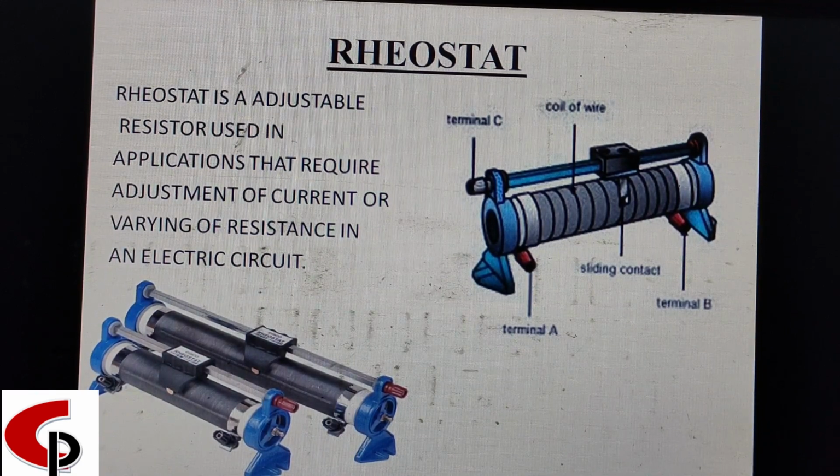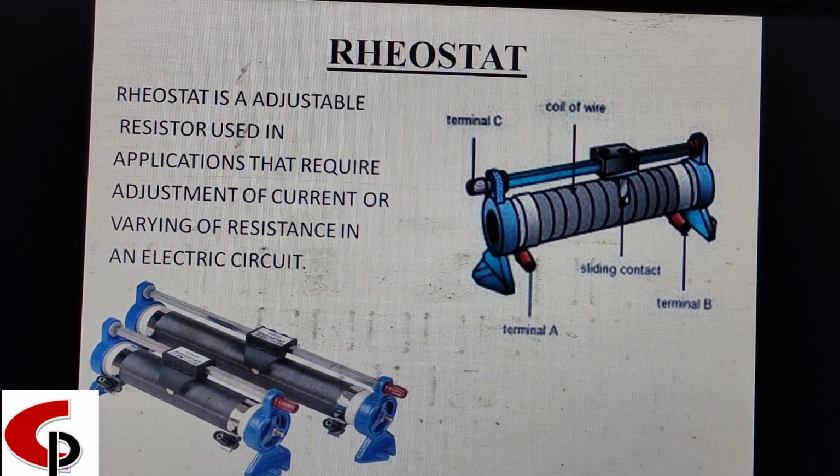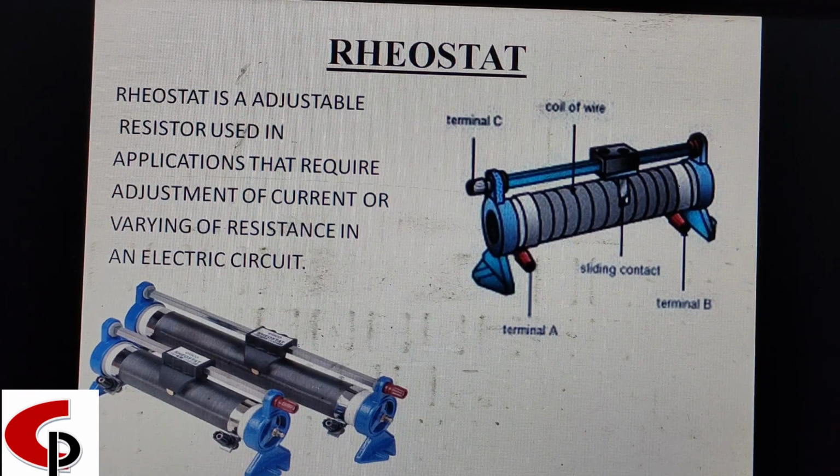The first variable resistance is the rheostat. Rheostat is otherwise known as adjustable resistance. It is used in applications that require adjustment of current or varying of resistance in the electric circuit. As you see in the figure, a rheostat has three terminals. Terminal A and terminal B are fixed terminals, and terminal C is the variable terminal.